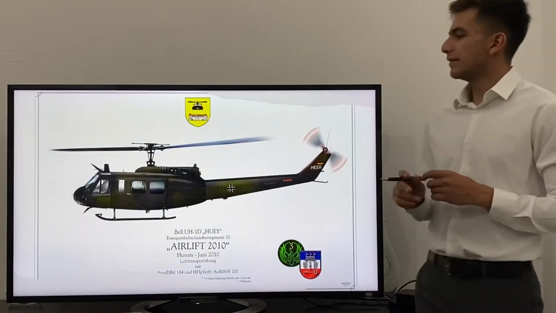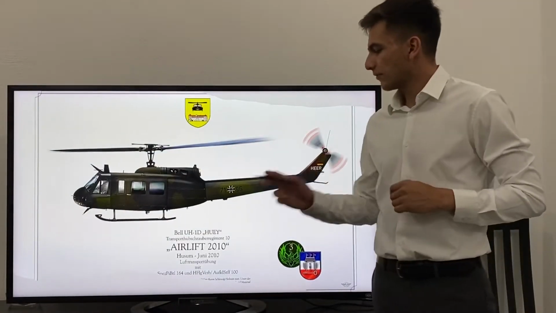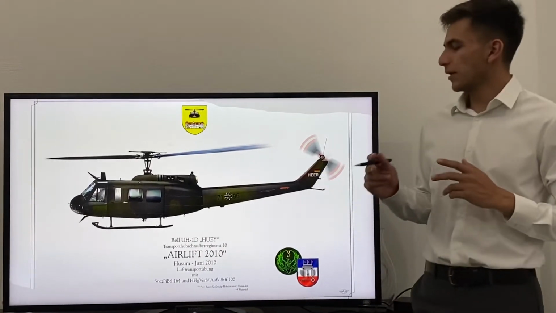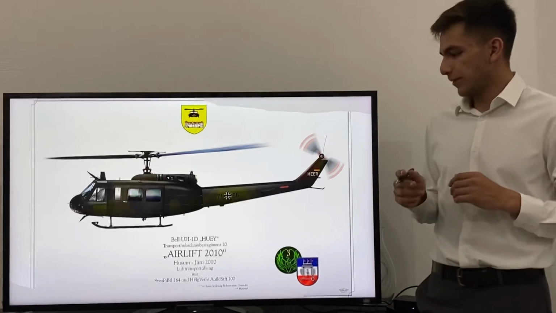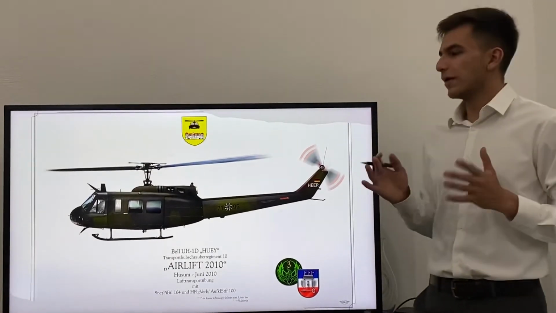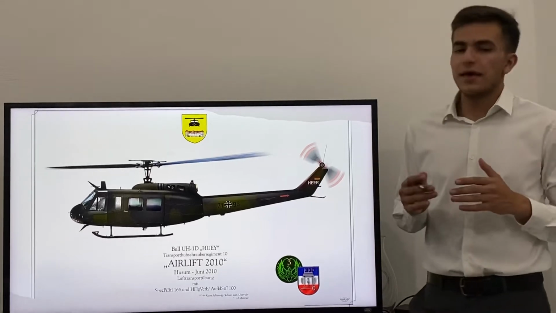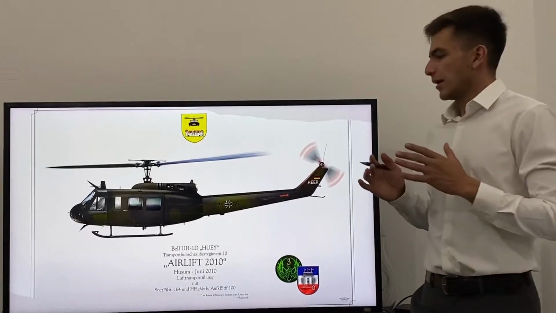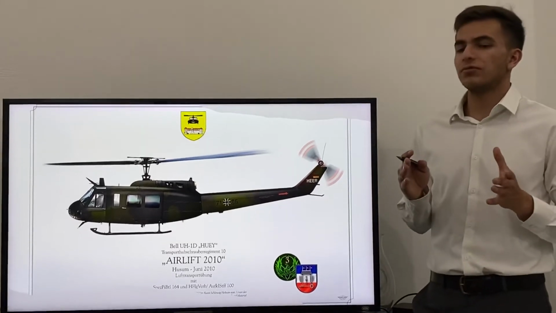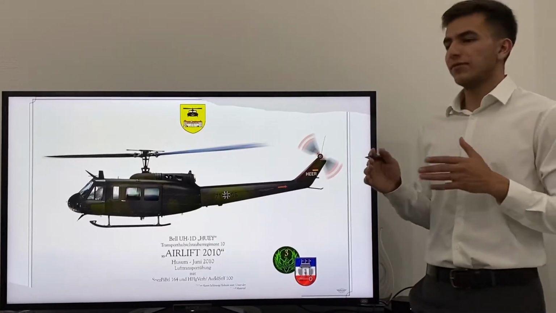In our specific case, we're going to talk about the Bell UH-1, commonly known as the Huey. Depending on the model and the year of production, it has around 8,000 horsepower, and that translates to around 24,000 pound-feet of torque.